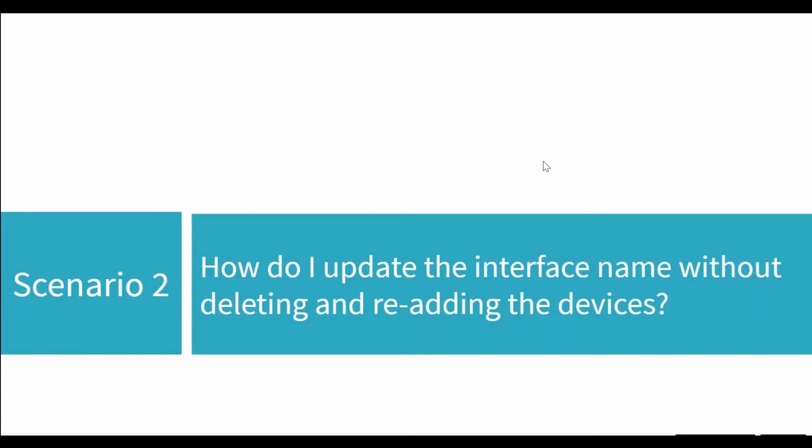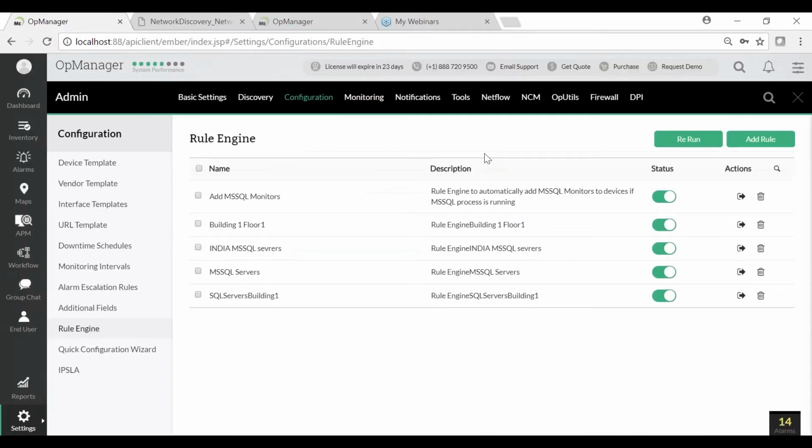Let's talk about scenario 2. How do I update the interface name without deleting and re-adding devices? Let's say I have an interface, and in my real-time network I change or configure the speed based on my network needs, or I change the device properties or interface name. Do I need to delete that device and re-add it to get this updated? Really no, because if you delete and re-add, your historical data might be lost. OpManager is smarter here: it updates your interface properties, speed configurations, or name changes from your real-time environment just by rediscovering those interfaces or devices.